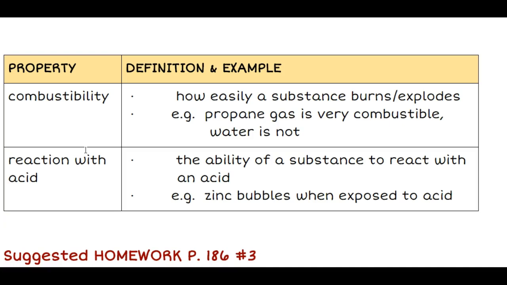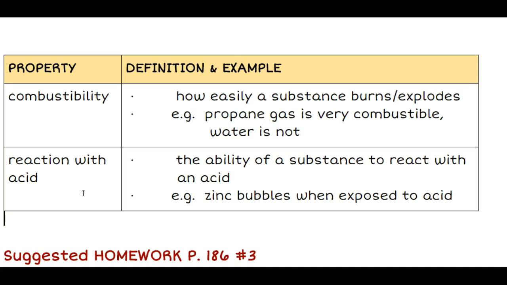Okay, so we would say that propane gas is quite combustible, whereas water is not. Water is not a combustible material. It does not catch on fire and explode. So let's talk about reaction with an acid. So we know that we can describe some substances as being quite reactive with acid. That is their chemical property, whereas other substances do not react with acids very well at all. So for example, zinc. Zinc is a metal, and most metals will bubble and react when exposed to an acid.